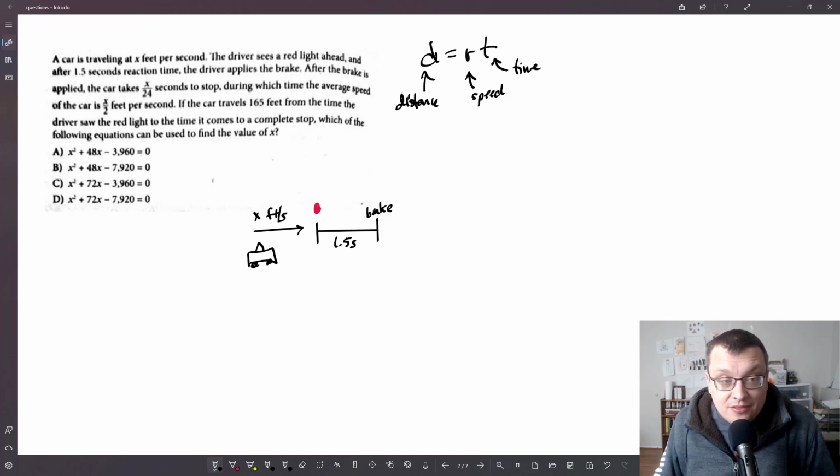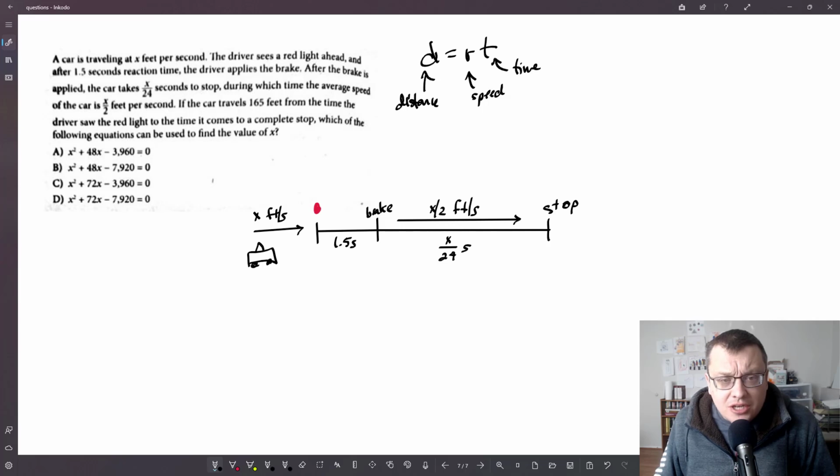After the brake is applied, the car takes x over 24 seconds to stop, during which time the average speed of the car is x over 2. So I'm going to draw a longer line here. This is where the car is going to stop. And we know that the amount of time it took for the car to stop was x over 24 seconds. And we know the average speed of the car over this stopping period was x over 2 feet per second.